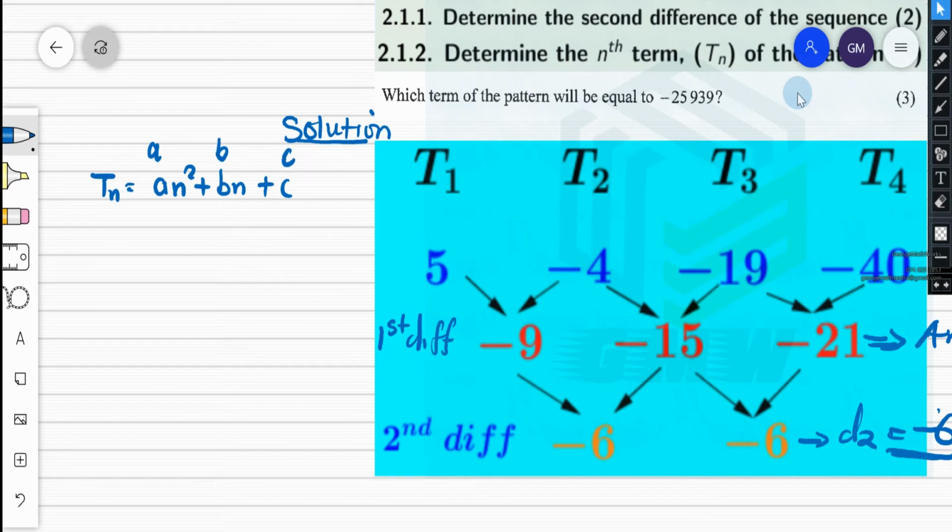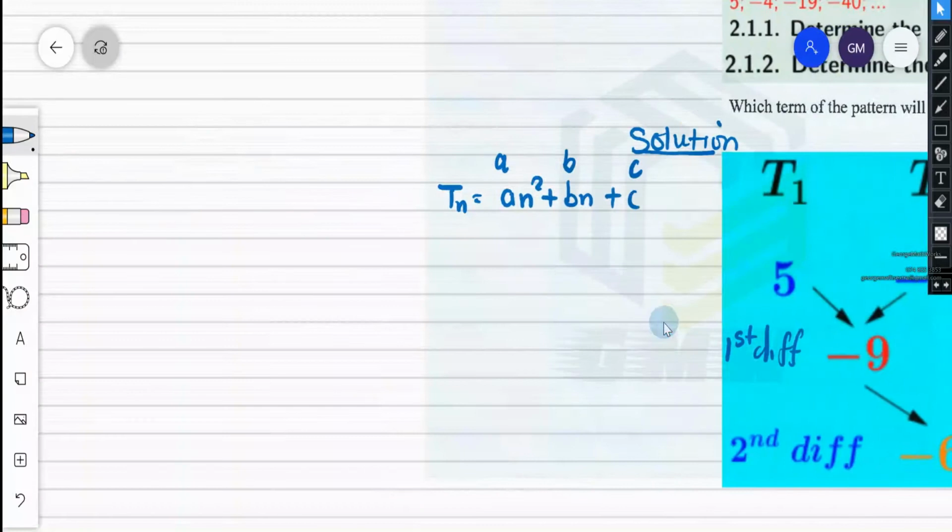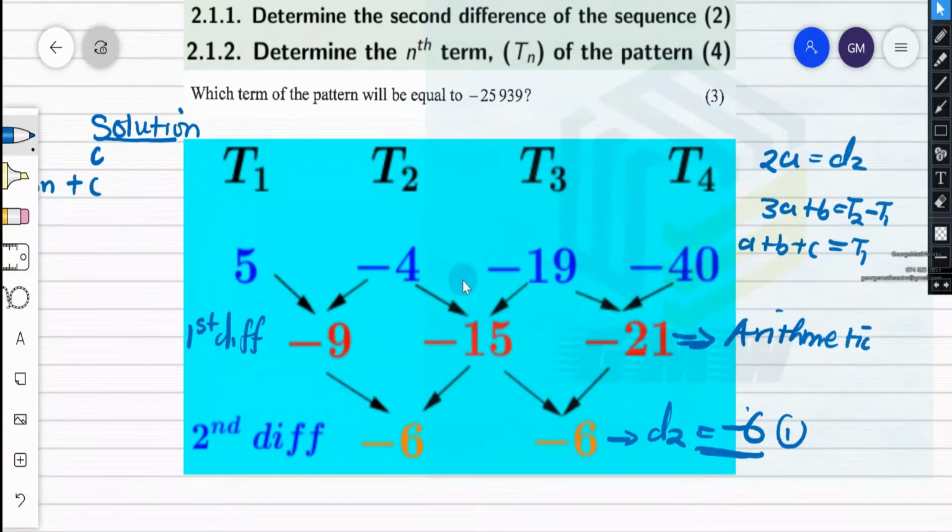Now following what I gave earlier, this formula here on my right-hand side, we said that 2a is equal to D2. So what you can do is say, alright, this is my D2. There are these numbers we have to learn to circle. I have this one representing D1. I have this one representing T1. I have this one representing T2 minus T1. I also have this negative 6 here representing my D2.